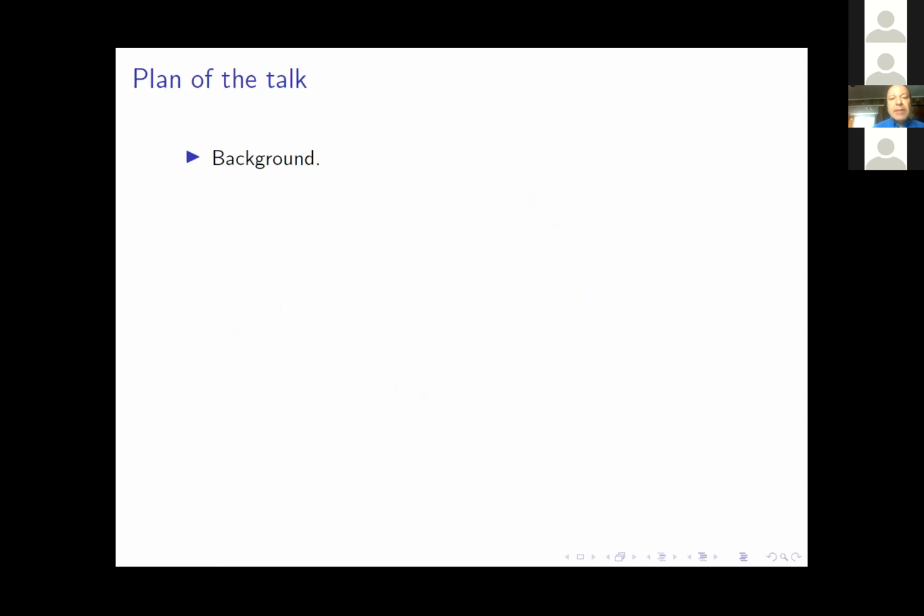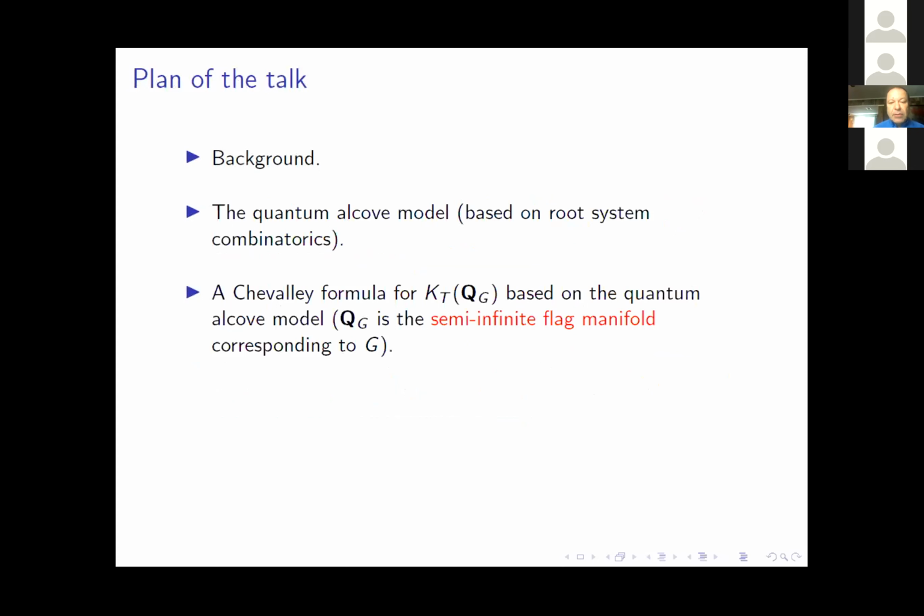So the plan of my talk is to introduce some background. Then I will introduce the related combinatorial model called the quantum Bruhat model, which is based on root system combinatorics. Then I will talk about Chevalley formula for the K-theory of the semi-infinite flag manifold, which is based on the quantum Bruhat model.